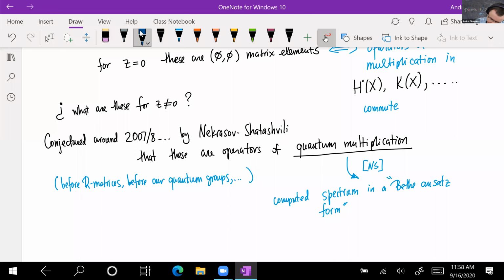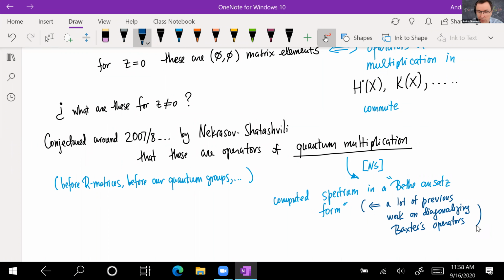But even before Baxter, and certainly after Baxter, there was some kind of industry of diagonalizing these Baxter operators. It was a lot of work. In particular, in that work there are schematics of what sort of equations you get for eigenvalues. Nekrasov and Shatashvili noticed that the spectrum of the operator of quantum multiplication matches that description. So it's natural to conjecture that there is a quantum group such that the corresponding quantum integrable system is this. That's the meaning of the conjecture.